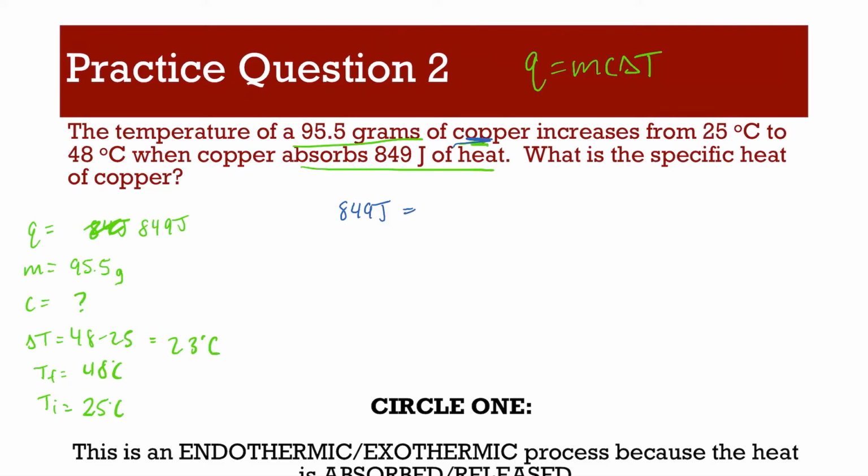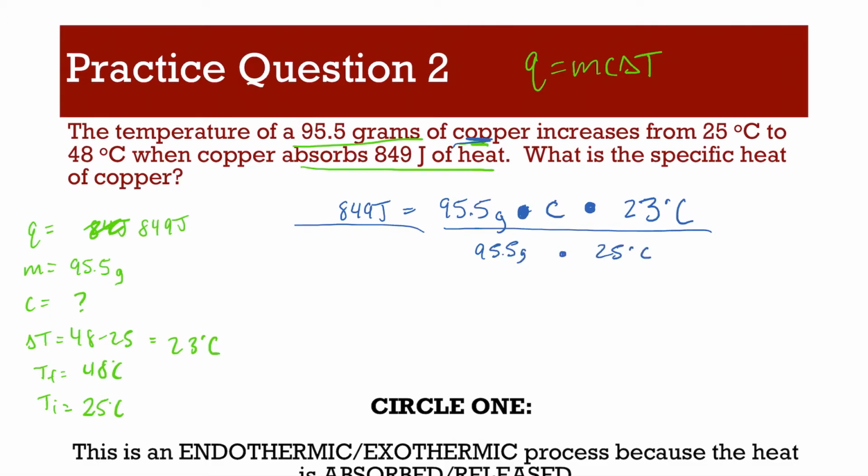849 J equals m, which is 95.5 grams, times c, times delta T, which is 23 degrees Celsius. And so if we want to get c by itself, we can divide both sides by 95.5 grams times 23 degrees C, so that cancels.